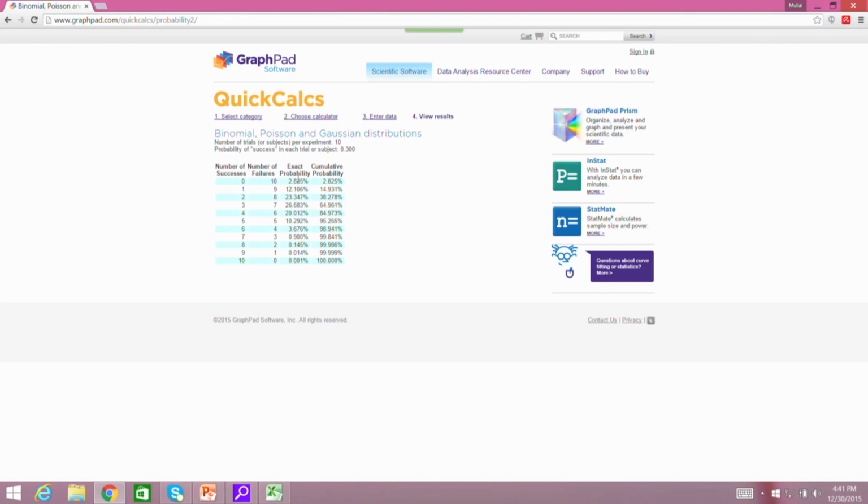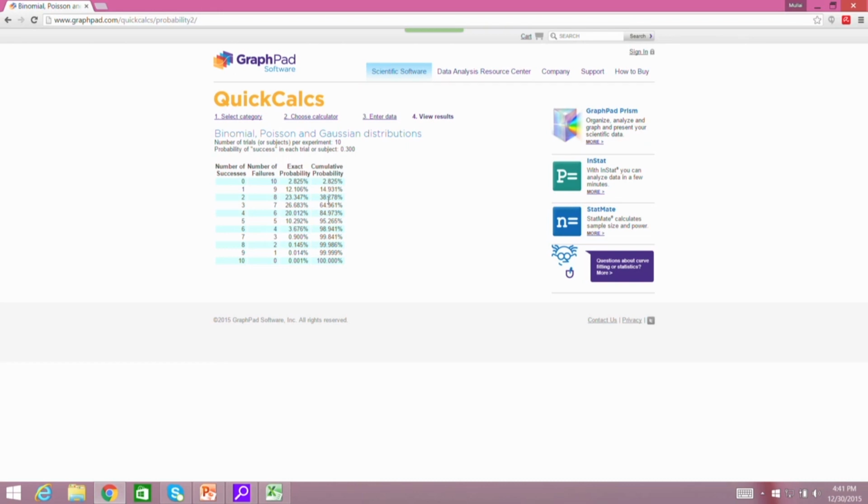So as you can see here, 0 students wearing glasses, 1, 2, 3 and so on. So 0 wearing glasses will be 2.82%, but if you are talking about 1 wearing glasses out of this 10, it is 12%, 4 wearing glasses is 20%, okay.